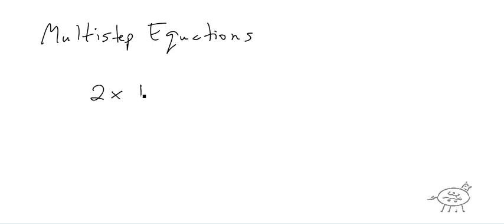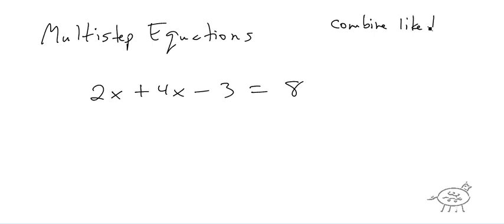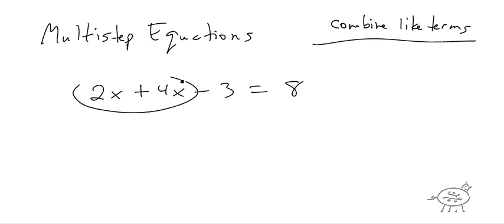2x plus 4x minus 3 equals 8. Okay, so a multi-step equation is basically, again, we're adding another step here. The first thing you're going to do is combine like terms. In this case, add the 4x and the 2x, so I get 6x minus 3 equals 8.